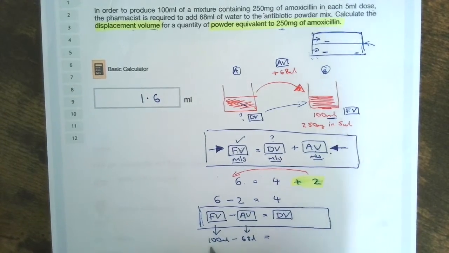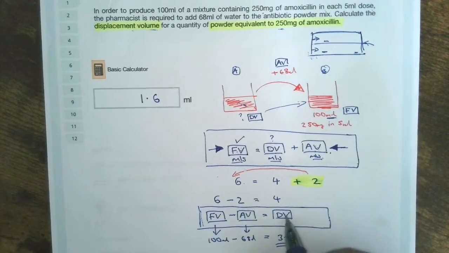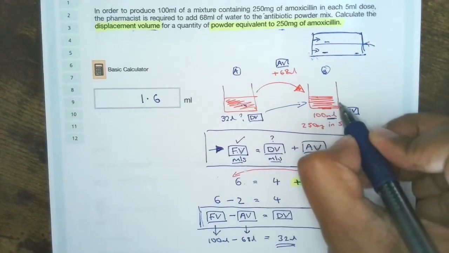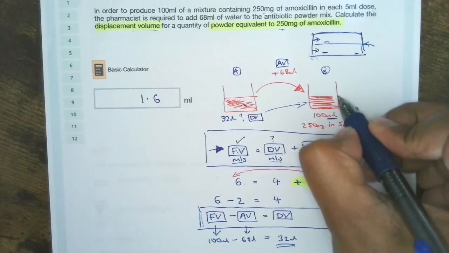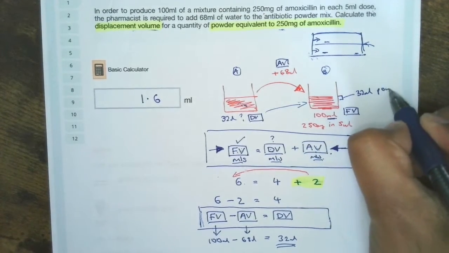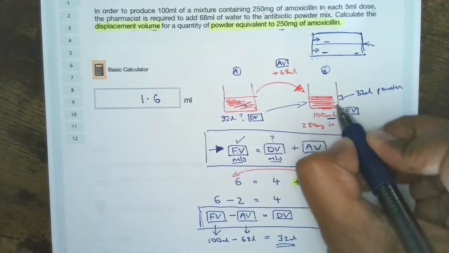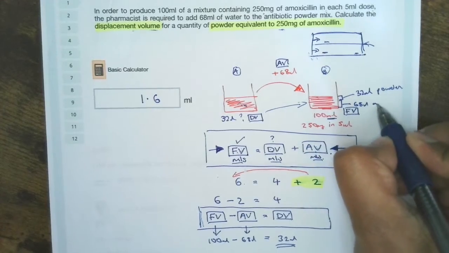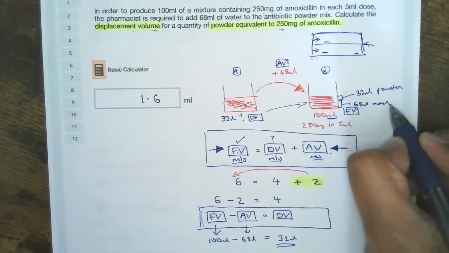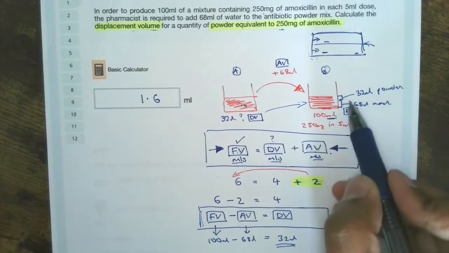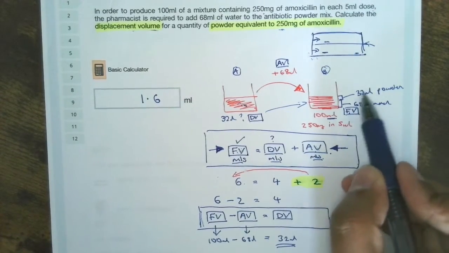So if you do 100 minus 68, that gives you 32 mils, which is your displaced volume. That's the amount of volume that the powder's going to take up in here. So out of this 100 mil, 32 mils is the powder. The remaining is 68 mils that was added up here, the added volume. So that gives you an understanding now that the final volume is the added volume plus the displacement volume over here.